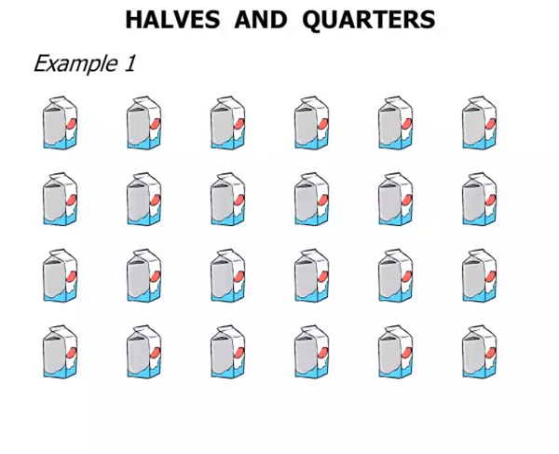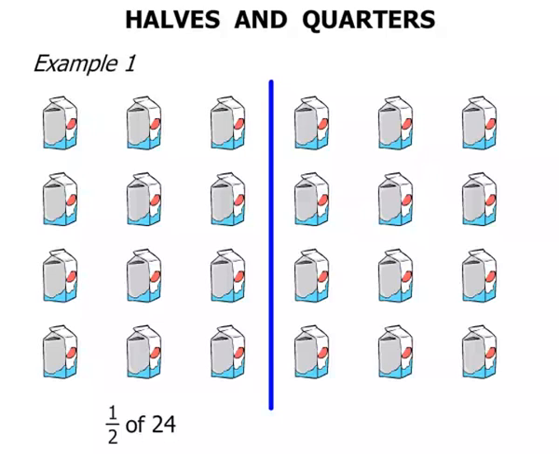Now in this lesson we take a look at halves and quarters. Example 1. Now we've got 24 milk cartons there. And the first one we've got to do is find a half of 24. So to find a half of something, we split them up into two equal groups. So we draw a line down the middle there. We've got our two equal groups.